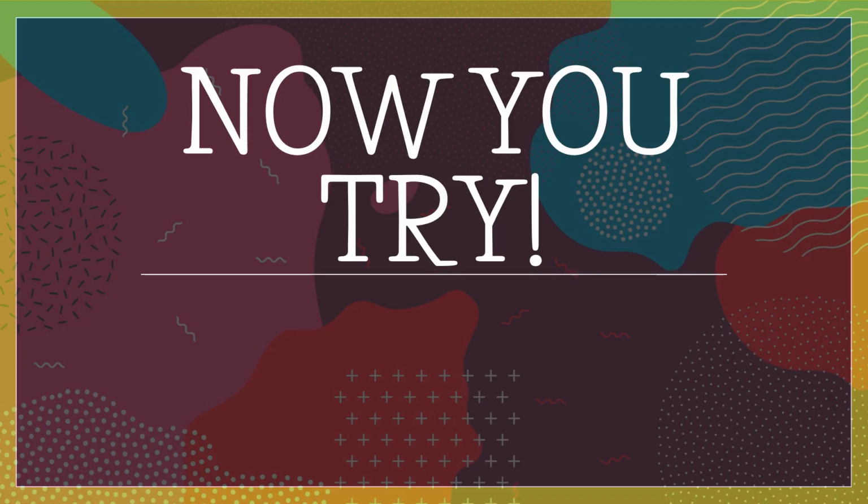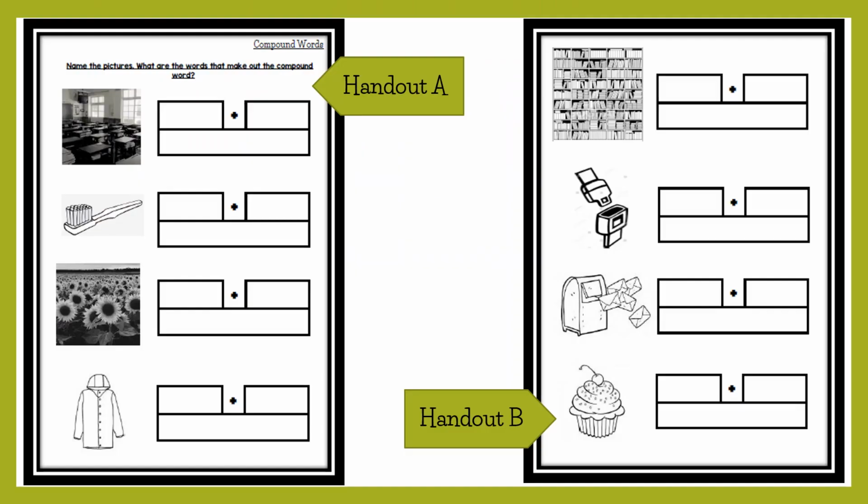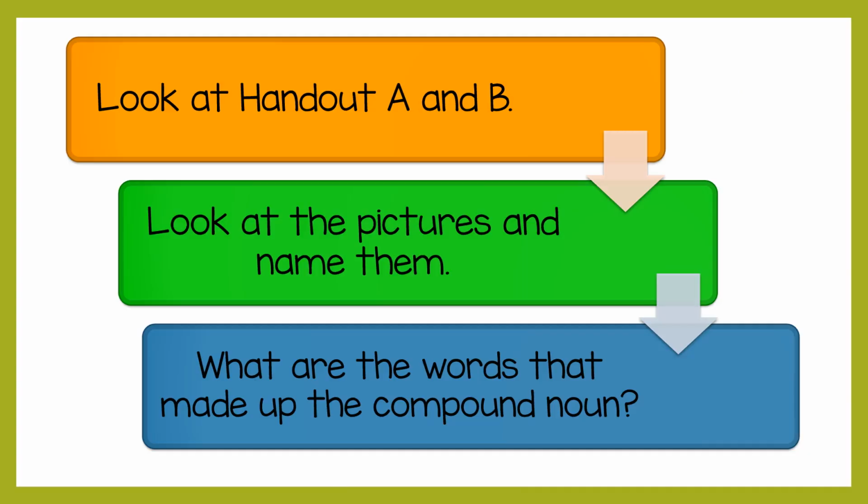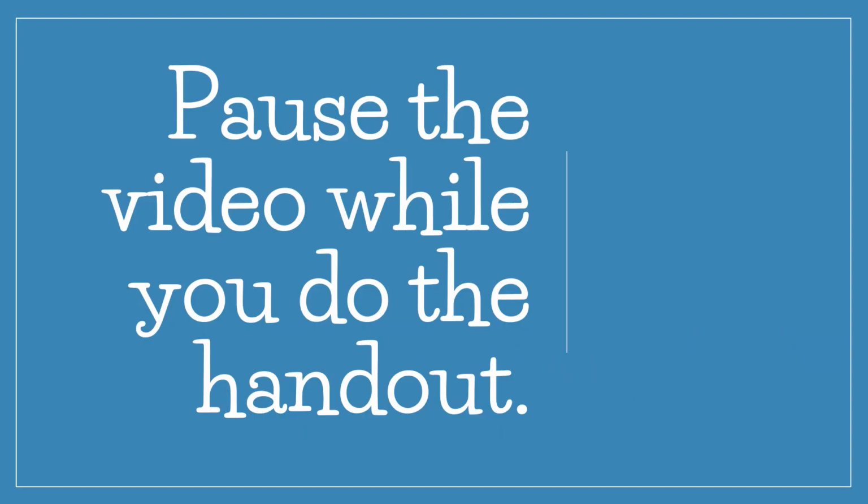Now let's try with your handouts. Get ready with your handouts. We are going to start with handout A and handout B. Look at the pictures and name them. What are the words that made up the compound noun? Look at the picture, name the picture first, and then you pecahkan word dia. What tambah what jadi the word. Pause the video while you do the handout.